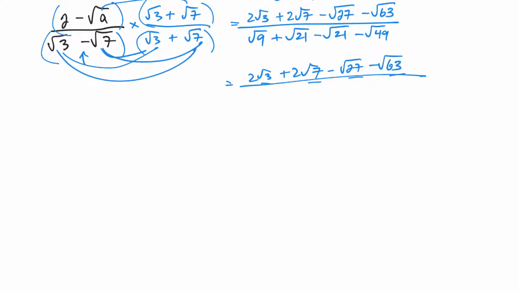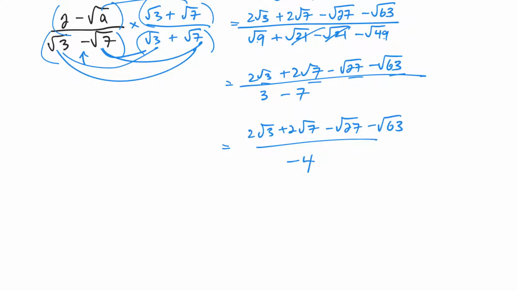So it's that over root 9 would be 3. Root 21 minus root 21, these cancel, and then minus root 49, root 49 is 7, so it'd be minus 7. So on the bottom I've got 3 take away 7, which is minus 4, and then on the top I have that same stuff that you can't simplify. I don't think you can. I can't see any way to do it. Okay, so that is rationalizing the denominator.